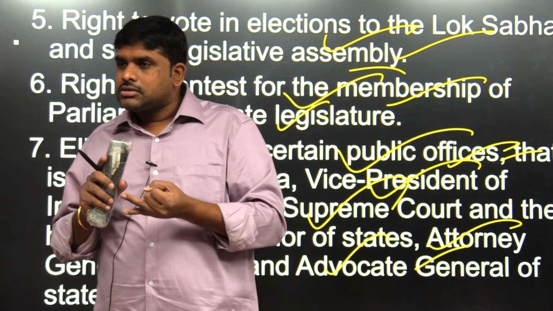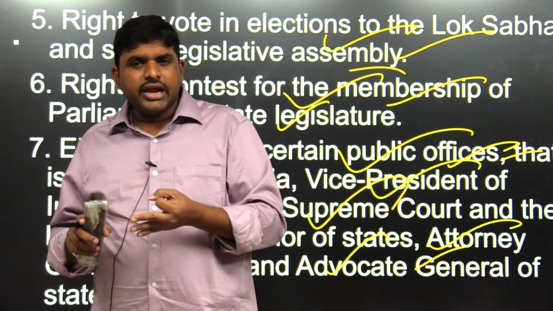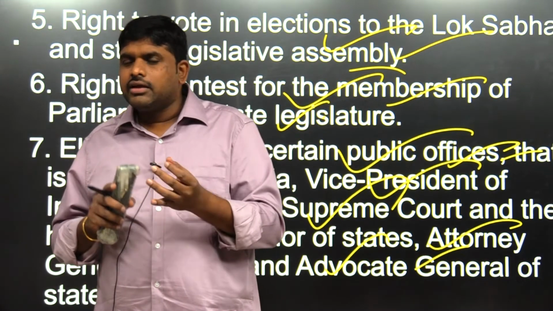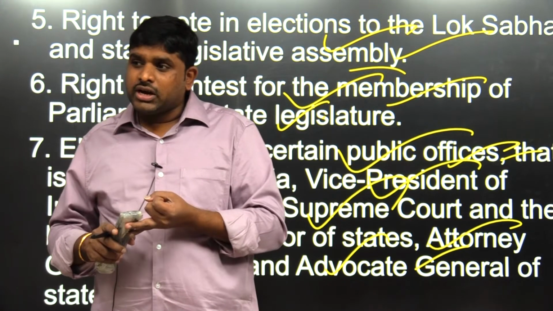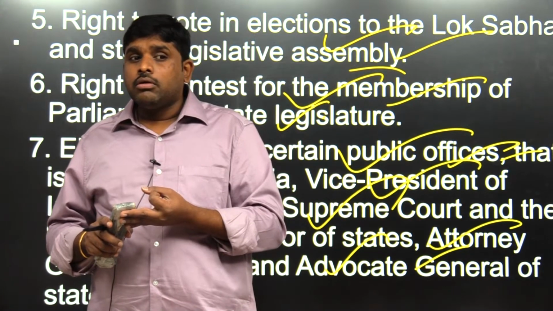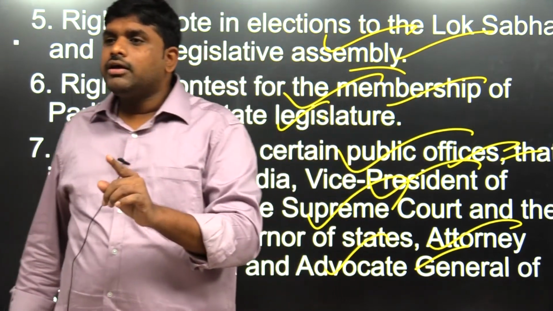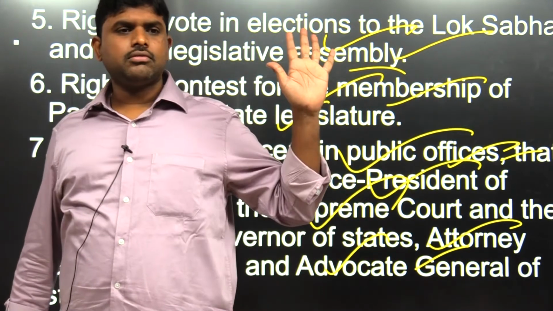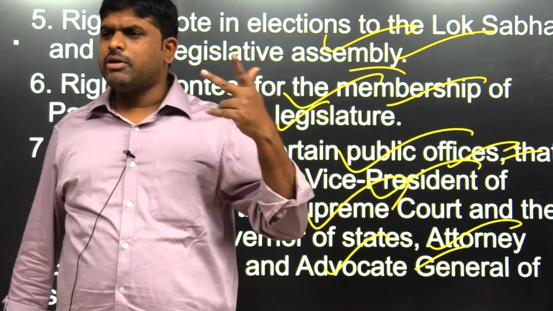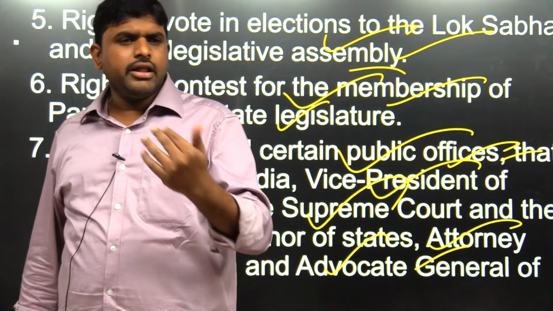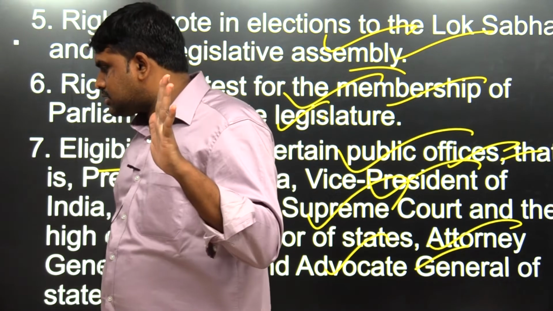15, 16, 19, 29, 30, right to vote, right to contest, right to hold certain public offices: this is only for Indians. Rest all for all. Rest all for both, either enemy alien, friendly alien or Indian citizen.